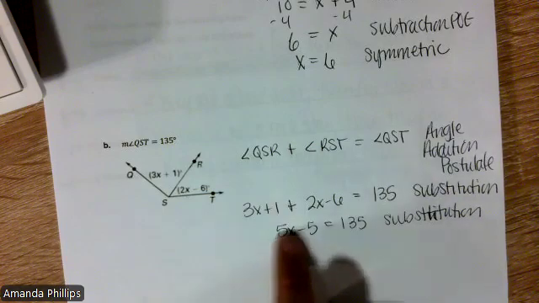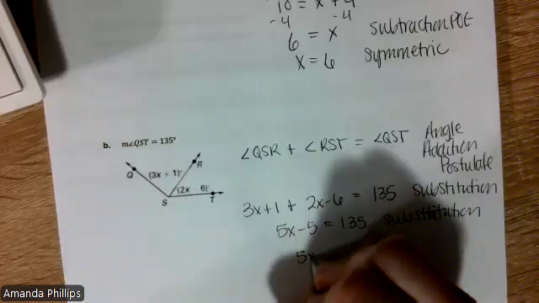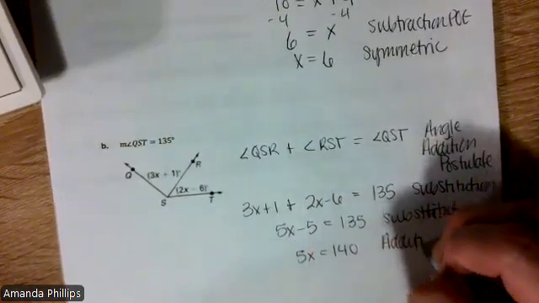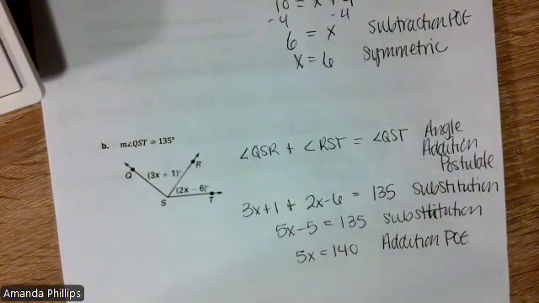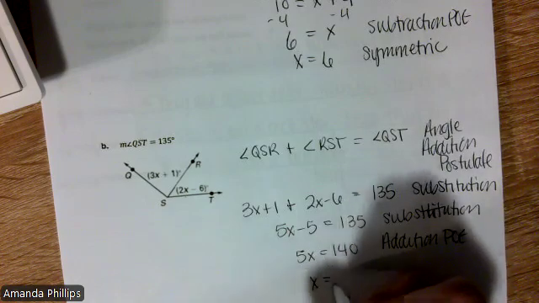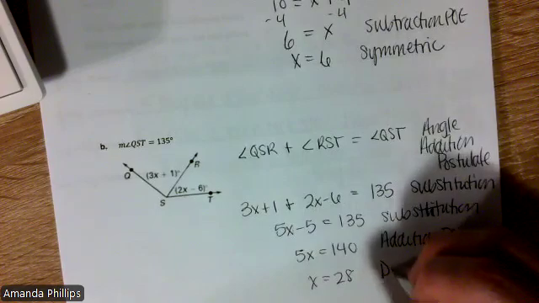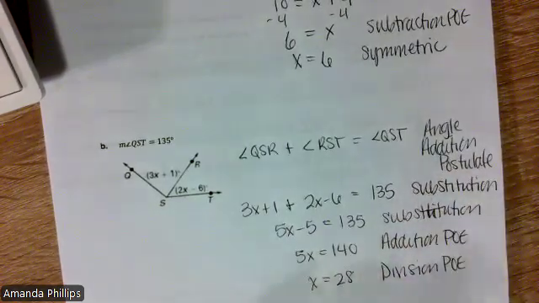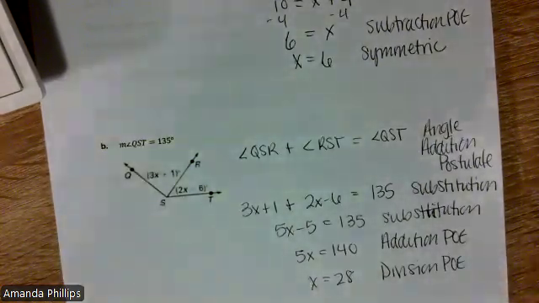Okay. All right, my next step when I solve it is I would add 5 to both sides, and so I get 5x equals 140. That is my addition POE. Okay, I'm going to divide both sides by 5, and I get x equals 28, and that is my division POE. And I can stop right there because I got x. That's what I want. I don't got to flip it around or anything. We're good to go.